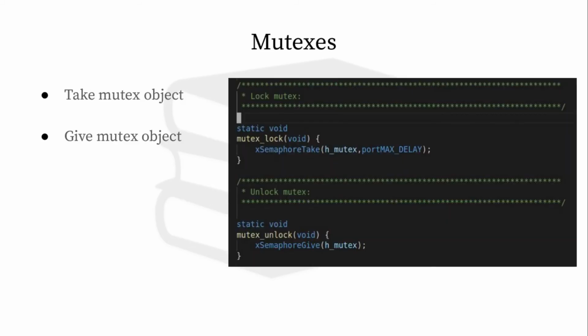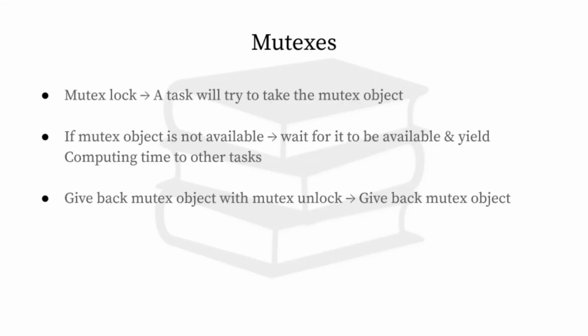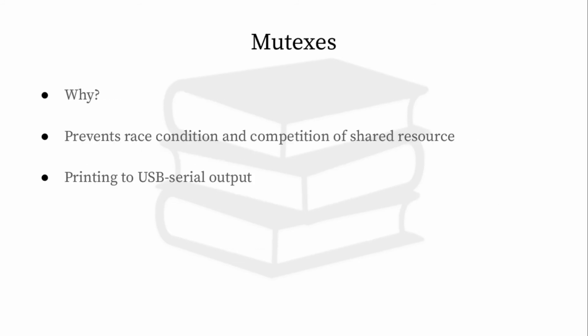If we take a look at the two functions, mutex lock and mutex unlock, as the name suggests, it acts more like a lock and key system, meaning a task will always try to take a mutex, and if the mutex is not available, the task will yield its computing time until it is available again. The mutex is usually returned at the end of the code with the mutex unlock function. Why is this needed? This is to prevent a race condition and competition of shared resources among multitasking tasks.